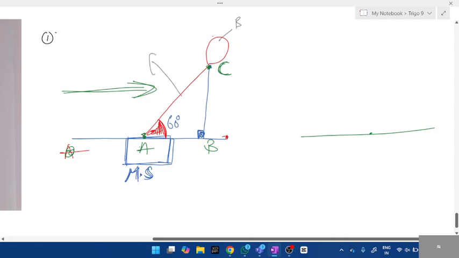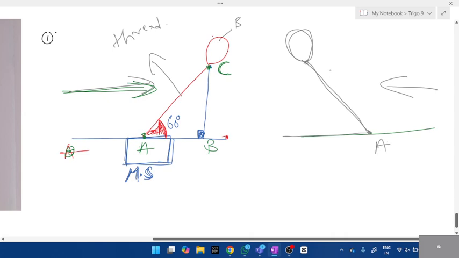AC is the thread. Okay, AC is the thread. So if the wind blows in this direction, AC is the thread. If the wind blows in the other direction, the balloon can be in this direction as well, right? Yes or no? It can be in this direction. A, C.